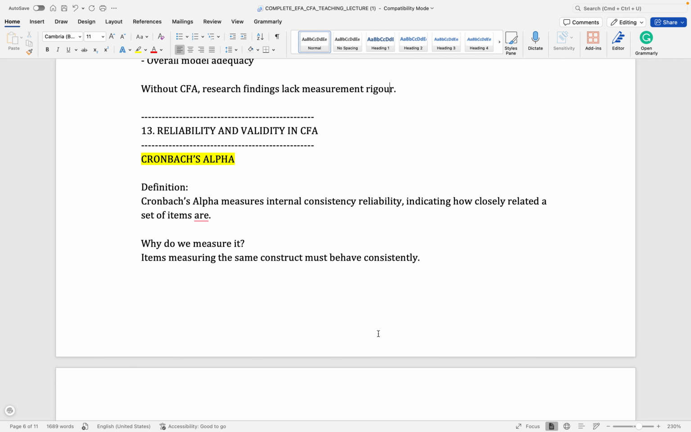In CFA, we check the reliability and the validity. So first we check the Cronbach's alpha. And what is Cronbach's alpha? That is the measure of internal consistency reliability, indicating how closely related a set of items are.